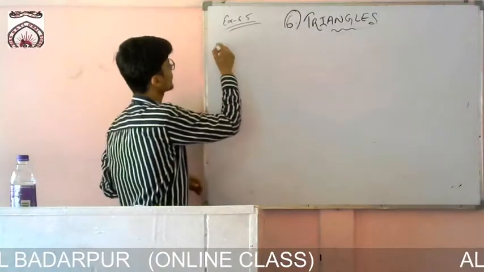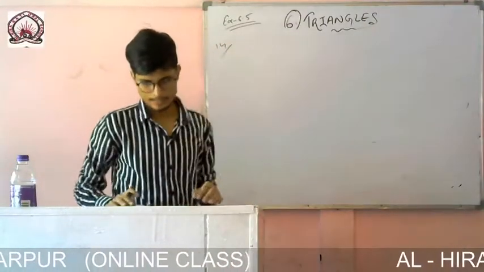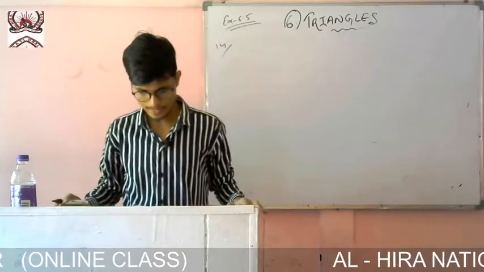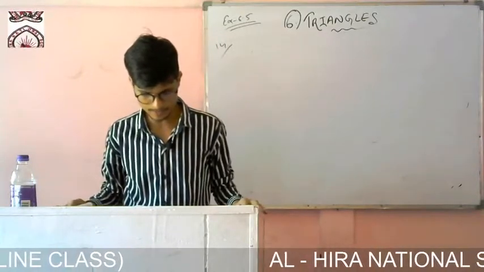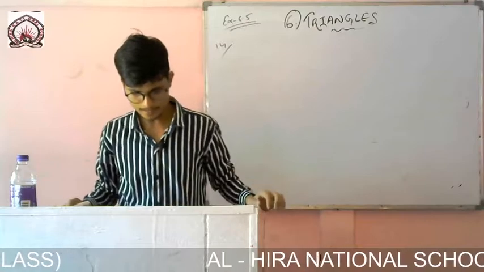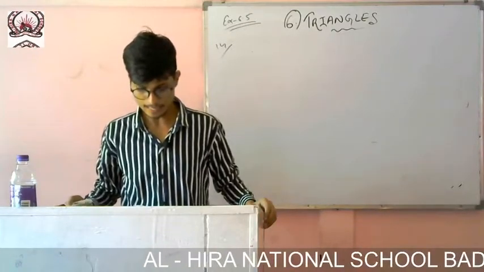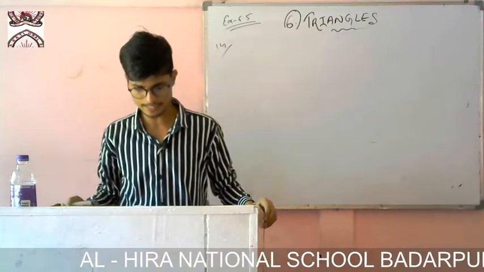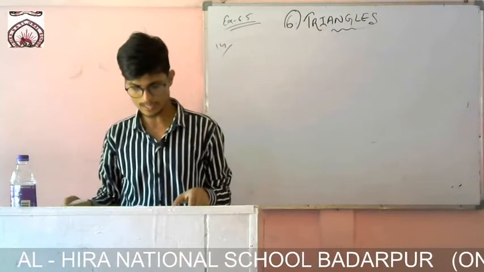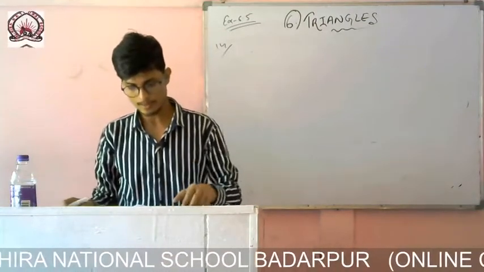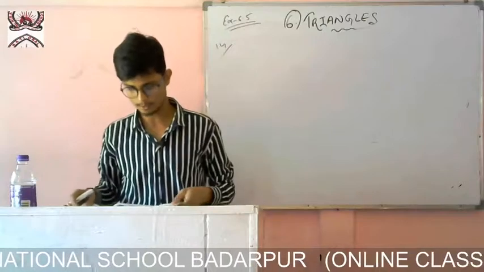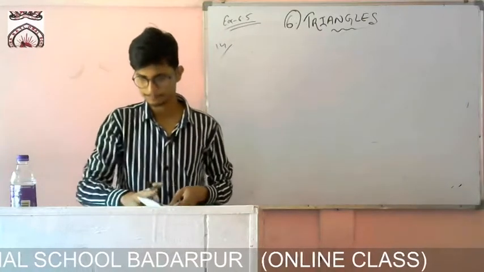What is given? The perpendicular from A on side BC of triangle ABC intersects BC at D such that DB is equal to 3 CD. You have to prove that twice AB square is equal to twice AC square plus twice BC square. Okay, you have to prove this one.